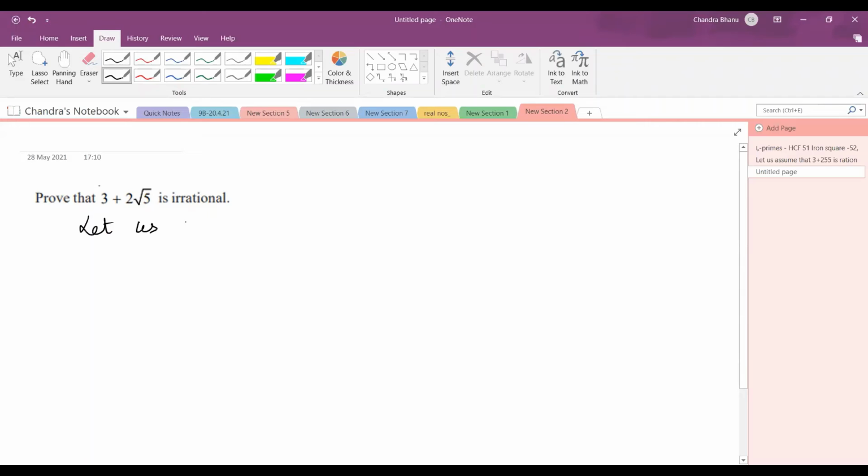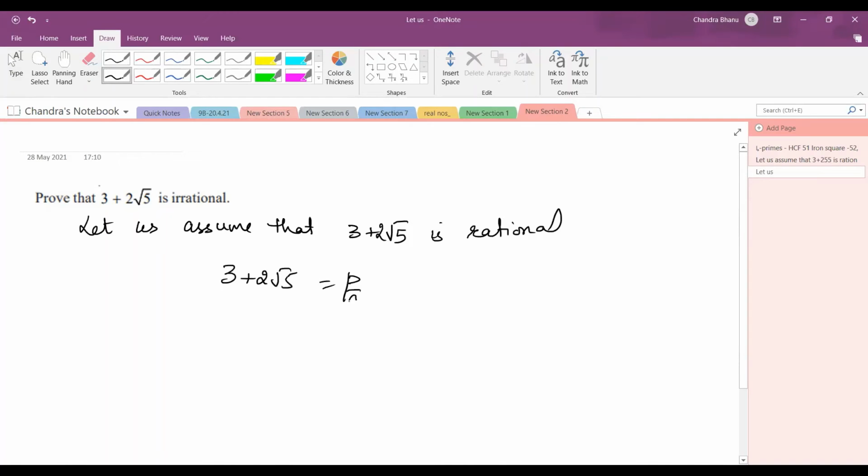Firstly, let us assume that 3 plus 2 root 5 is rational. If it is a rational number, then it should be of the form p by q, where p and q are integers and q is not equal to 0. Now, my main motive here will be to keep the irrational number on one side and take all the other things on the other side.